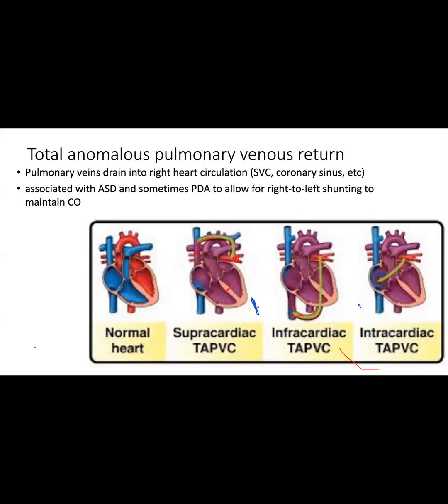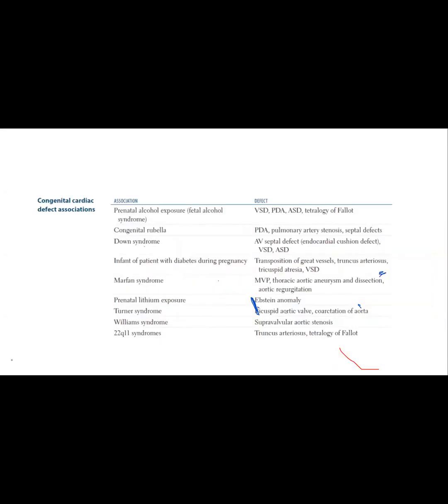Which will allow the blood to mix. And this was the last slide. This is the last slide, and this basically summarizes the factors that are associated with specific defects. So basically what causes VSD, PDA, ASD, for example, prenatal alcohol exposure increases the risk for VSD, ventricular septal defect, patent ductus arteriosus, and ASD, atrial septal defect.